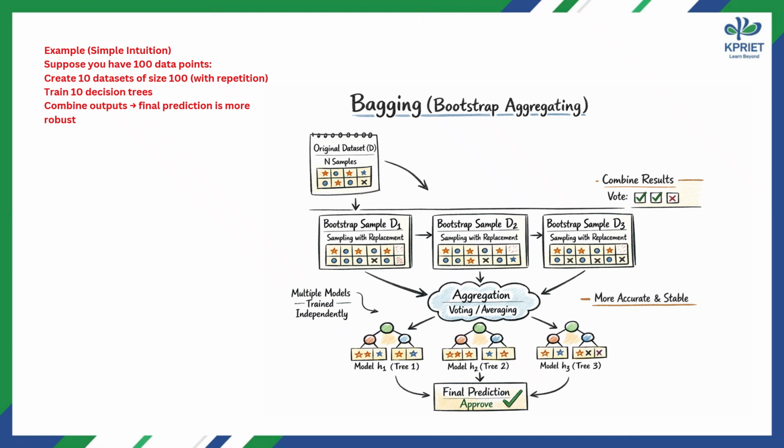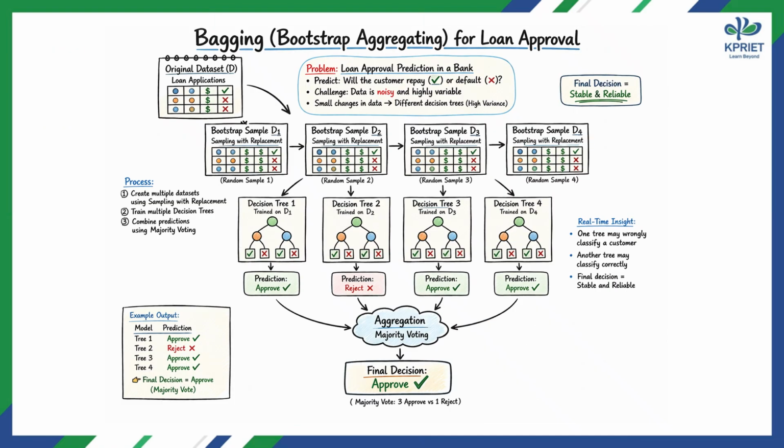Here the original data set is made into bootstrap samples D1, D2 and D3, and the combined result of the bootstrap samples will give you the final prediction or approval. Here I am getting votes from D1 and D2, which is the majority vote. The multiple models are trained independently, and aggregation, voting or averaging is performed, and models H1, H2 and H3 are employed in the process. Depending on the highest vote, my final prediction is obtained. So this is for a loan approval application.